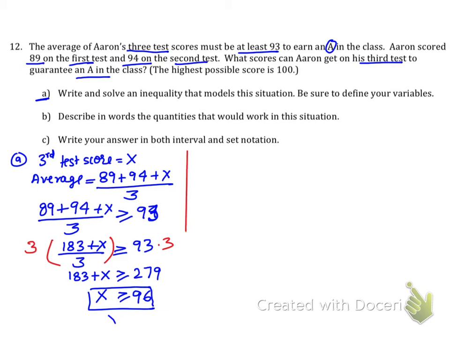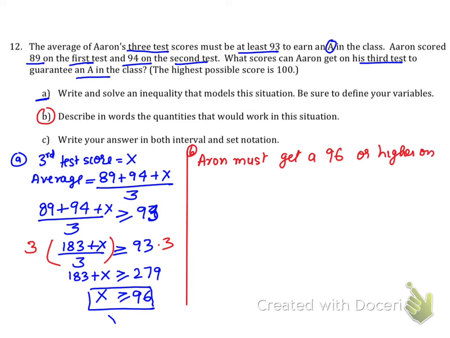So let's see what the second part is saying. Second part is saying describe in words the quantities that would work in this situation. We already solved it. So that's B: Aaron must get a 96 or higher on the test. So that's the thing. So let's move to part C.